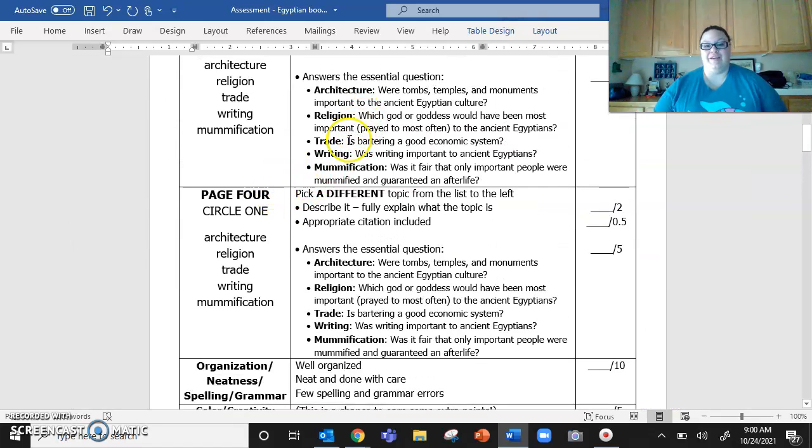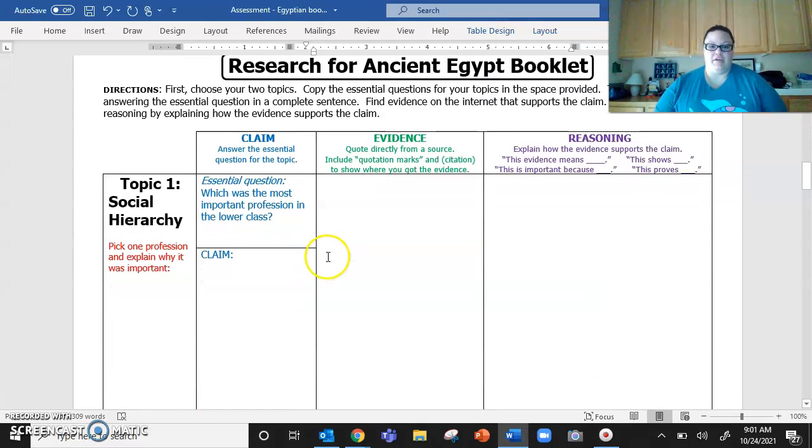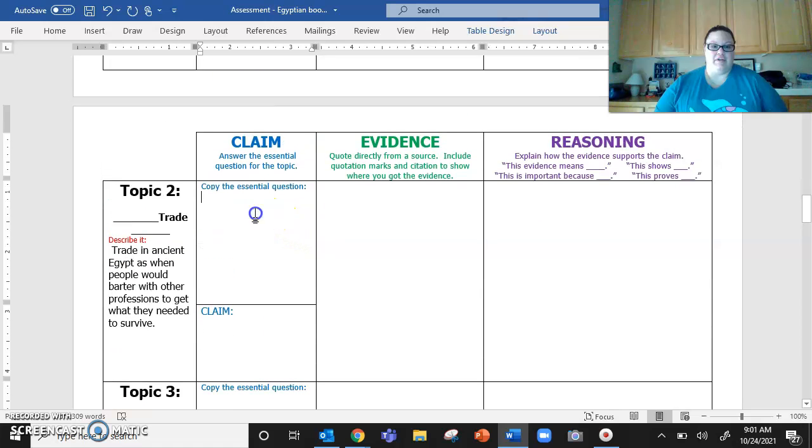Now you're doing this by hand. I get to do it by computer. So I'm just literally going to go and I'm going to copy. And then down here, I'm just going to paste it. Is bartering a good economic system?